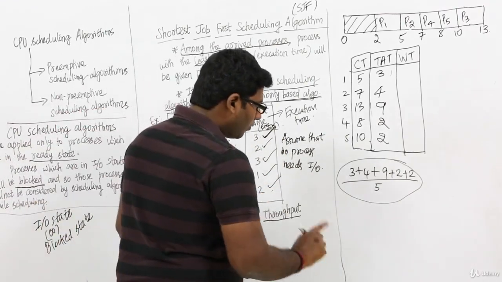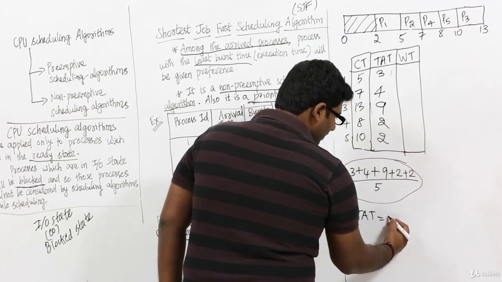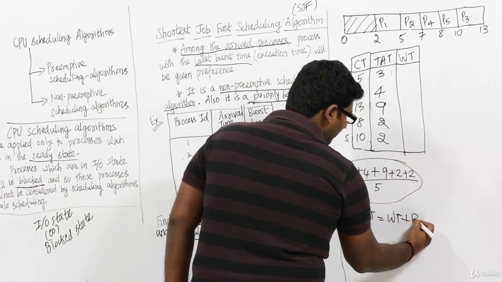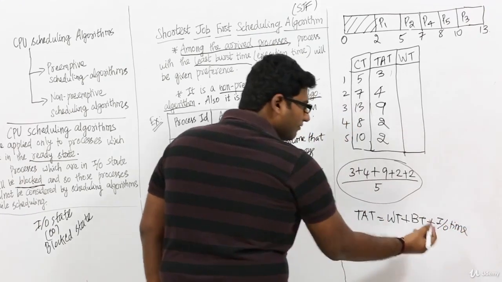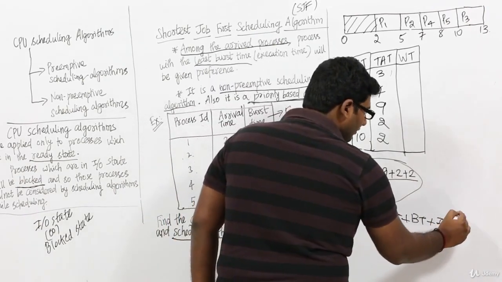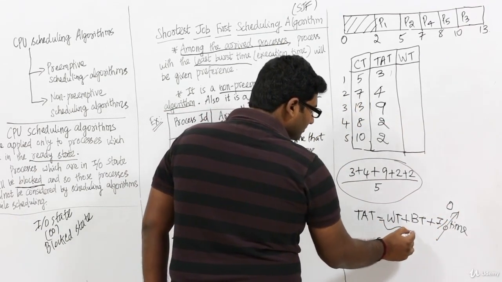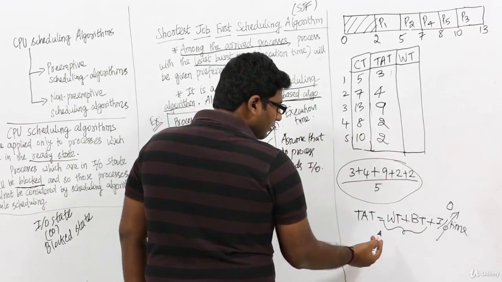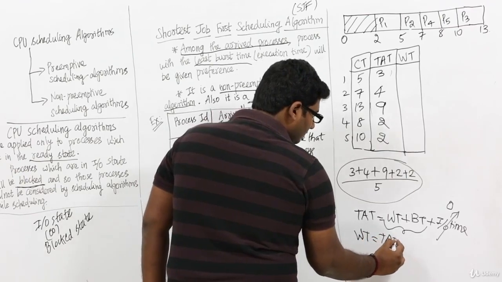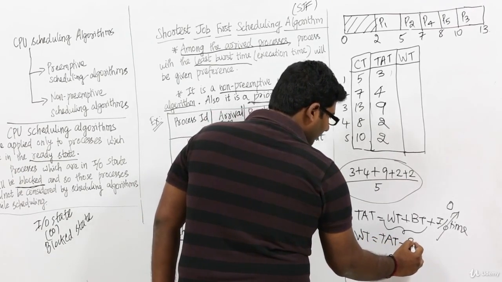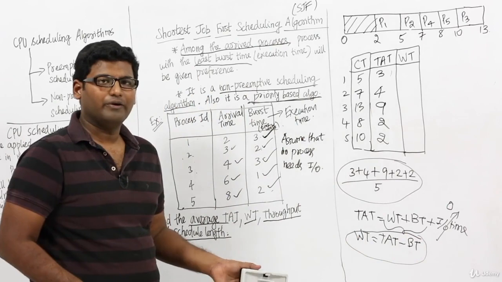We already know that turnaround time is nothing but waiting time plus burst time plus IO time. Now they have clearly given that our IO time is 0. So turnaround time is nothing but waiting time plus burst time, and from this I can compute our waiting time, right? Waiting time equals turnaround time minus burst time. This is the formula for waiting time. This formula is very logical, you need not memorize it.